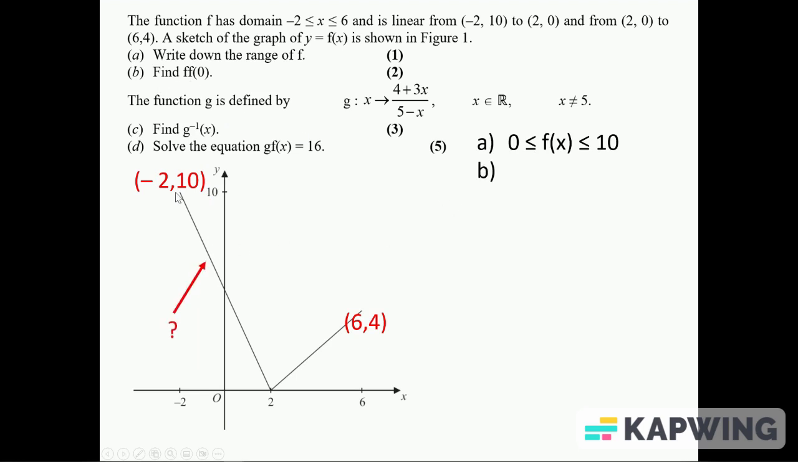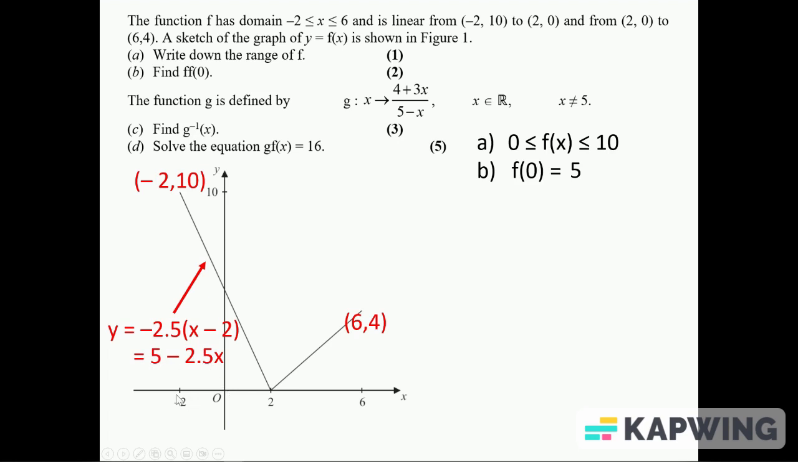Then we want f of 0. I'm going to find out what the equation of this line is. I think it's the easiest way to do it. There are other ways, but I think the easiest way is finding the equation of this line. It's got a gradient of -2.5 because it goes down by 10 and across by 4. It goes through x is 2 and y is 0. If I put x is 0 into here, I get 5.